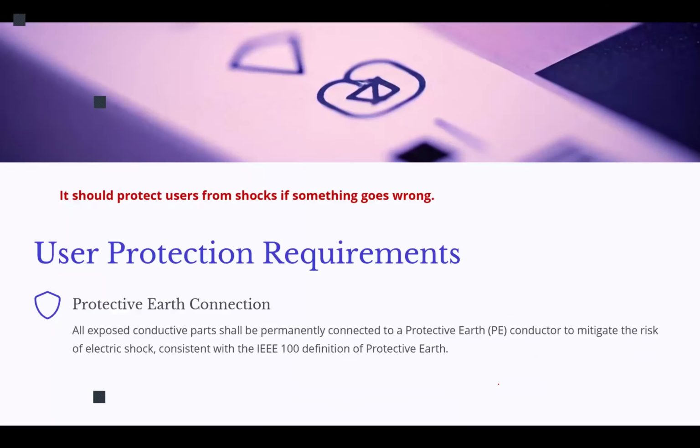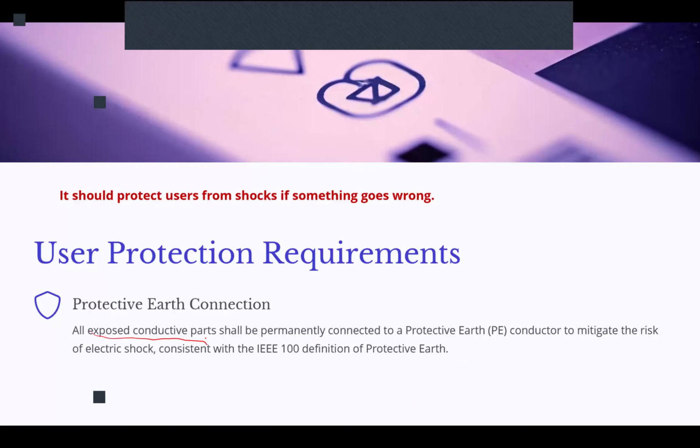Now, next example. The statement is: it should protect user from shocks if something goes wrong. Can you believe someone wrote that in an official document? If something goes wrong. Now, what should actually be the statement for this? It says, okay, first of all, protect user from what? All exposed conductive parts, pay attention, all exposed conductive parts shall be permanently connected to a protective earth conductor.